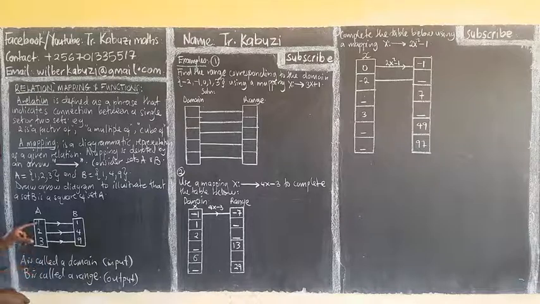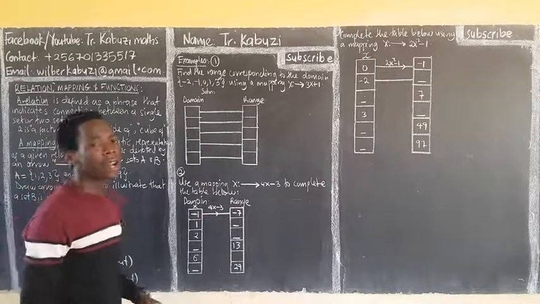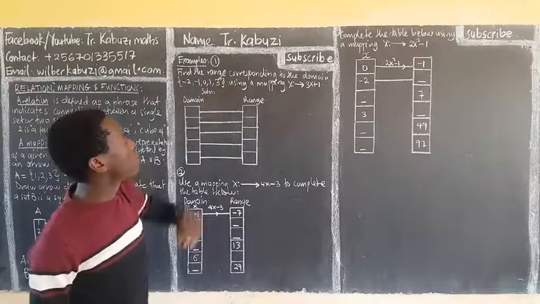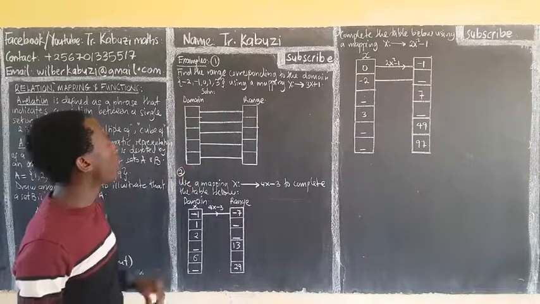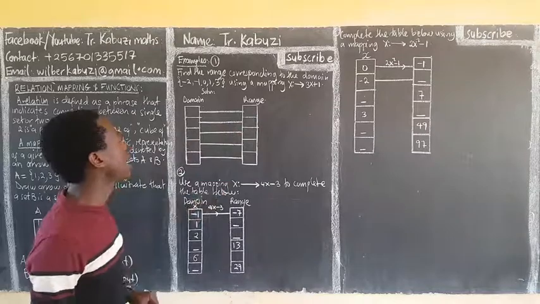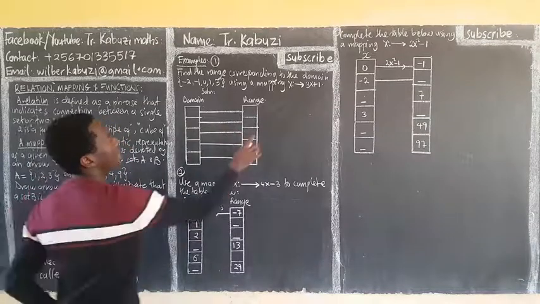Now, this one is called the domain or the input, what we put in. And then what we get is what we call the range, or what you get after putting in a certain value. So let's see some examples here. Find the range corresponding to the domain. Now this is the domain. What we do, we just draw these two like the way you see them. Then they are giving us the mapping.